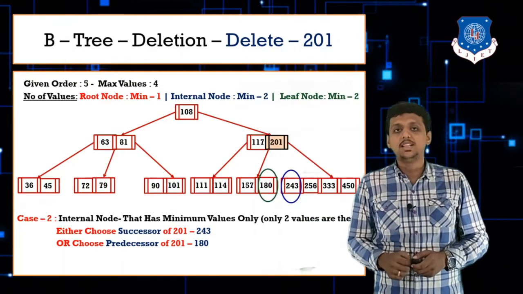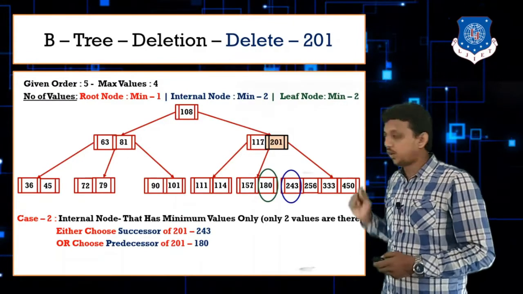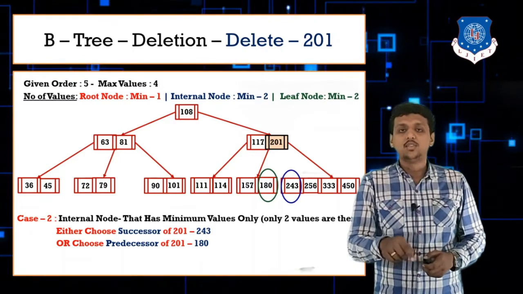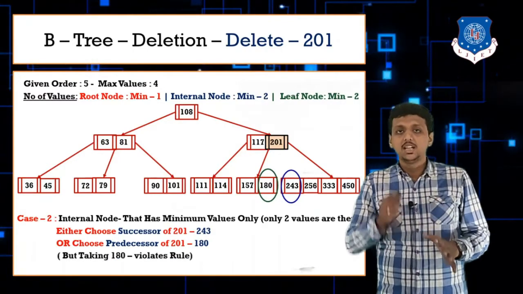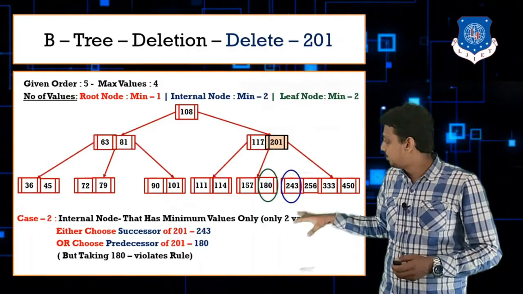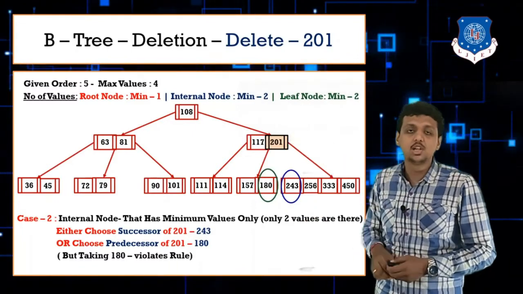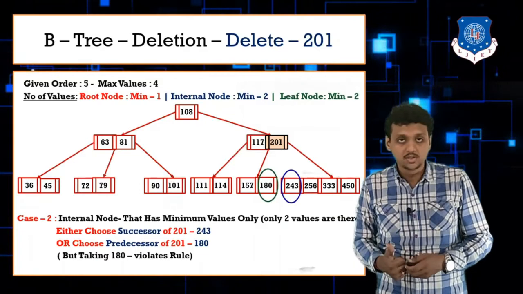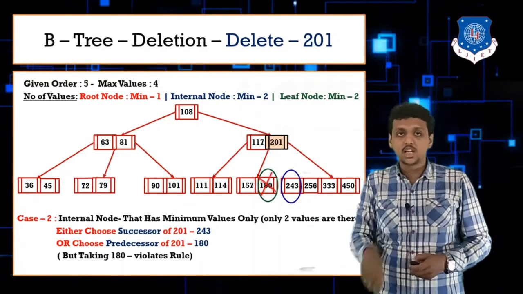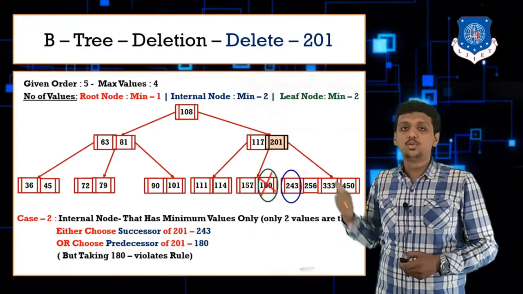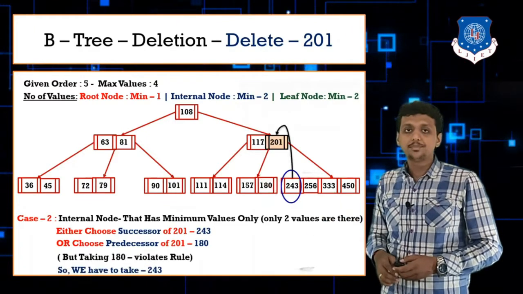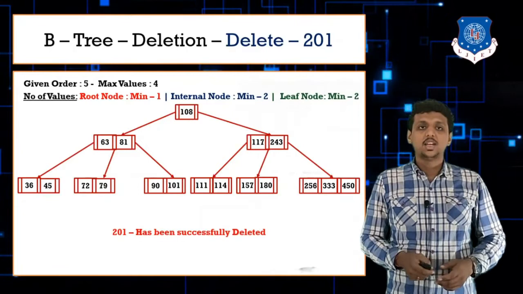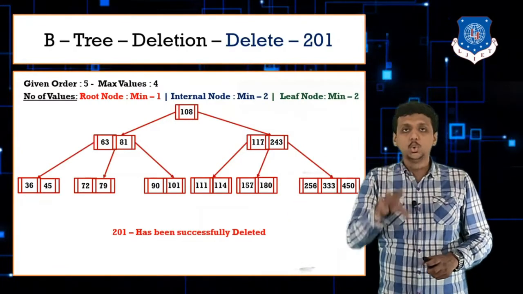Now it's your turn to tell me what I need to choose, 180 or 243. Just wait for a few seconds, students. Whether I need to choose 180 or 243? Obviously 243. Why? Because if I choose 180, then the leaf node rule becomes violated. If I remove 180 from the leaf node and put it in the place of 201, then 157 becomes alone. That also should not be possible according to the B-tree deletion rules. So please do not select 180. Just select 243, put that value in the place of 201, and this is my final answer. So this is the situation after deleting node 201.